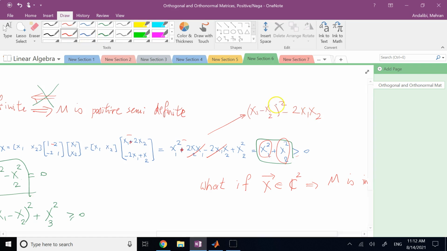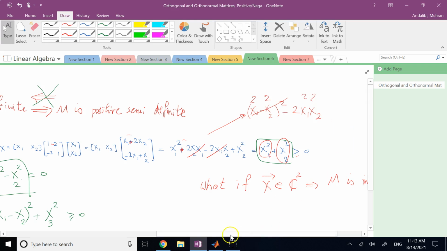For example, if they are both 2, this term is 0, but this term is going to be -8. Right? If one of them is 8 and one of them is 0, then this term is 0, this term is 64, so it's positive. If they are equal, again, the term can be negative, right? If they are both 0, then the term is 0. So this is indefinite in general.